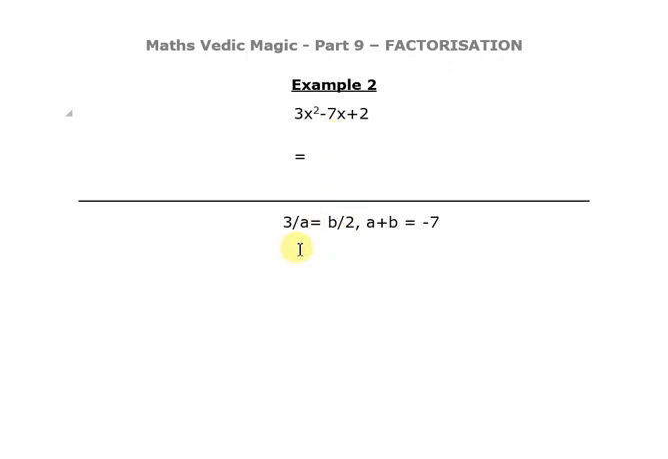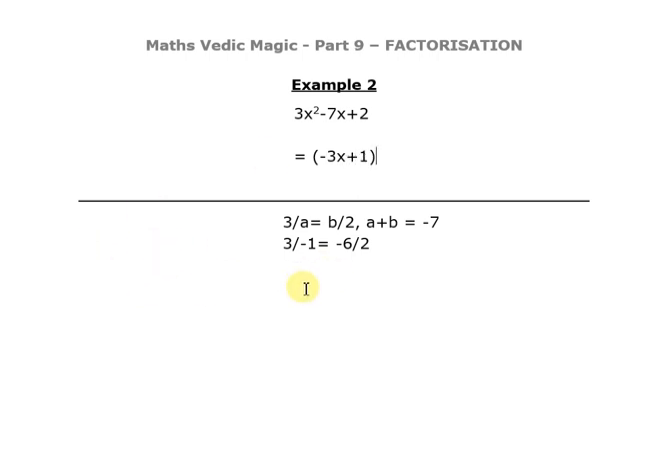So if I write down 3 divided by minus 1 equal to minus 6 divided by 2, that gives us the ratio minus 3. Taking the ratio as minus 3, the first factor will be minus 3x plus 1. Now for the second factor we can do the division.